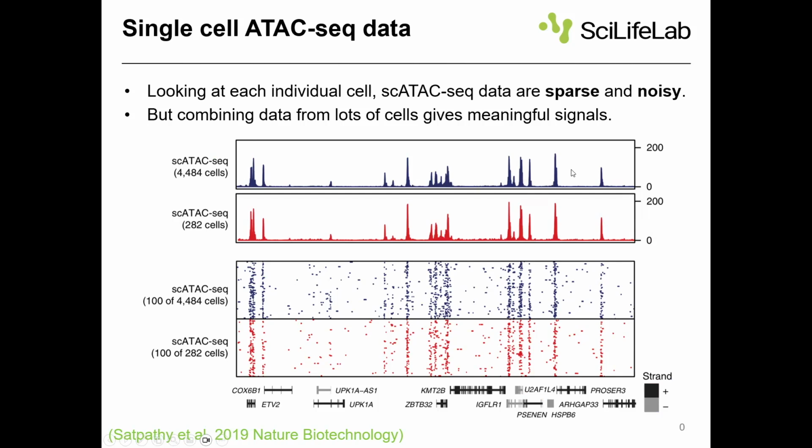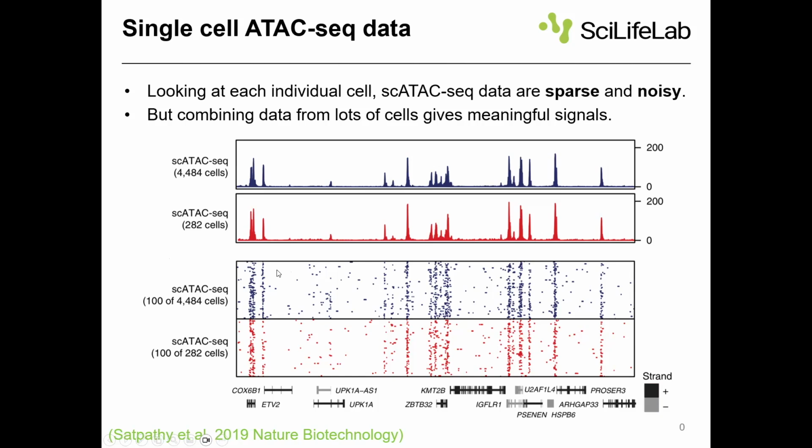And this top plot in blue, that's if you look at data from 4,500 cells pooled together. The bottom here is if you have 280 cells. So you see it still looks quite good. You can still see these regions of open chromatin. And then here you have data for the individual cells.